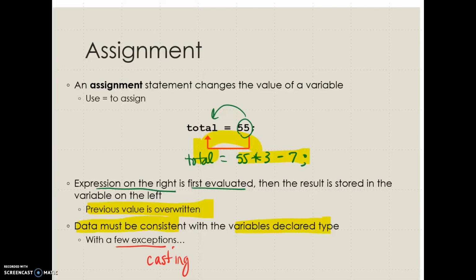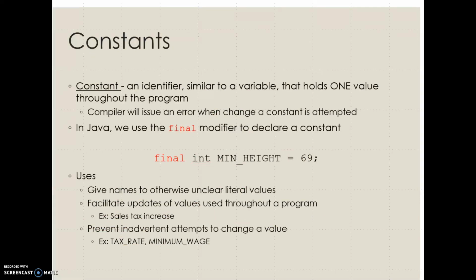Okay, so let's talk about the different data types that we have. First of all, we have constants, and a constant is just like a variable, except it holds only one value throughout the whole program. Even if we try to change it, the compiler will yell at us. In Java, we use the word final to tell the compiler that we are creating a constant. We also use all caps as a naming convention so that somebody looking at our code would know that that variable value is specifically a constant and cannot be changed.